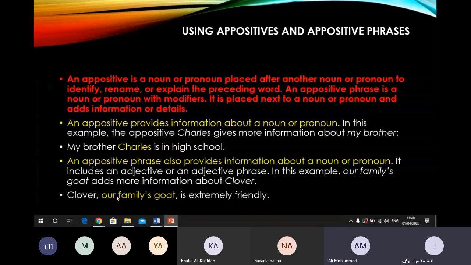Does anyone have a cat, a parrot? Who has a parrot, guys? Me. What's its name? Coco. So for example, I say Coco, Tamer's parrot, is very awesome. I brought first the name Coco, and I followed it by Tamer's parrot. So Tamer's parrot here is a phrase to identify Coco.